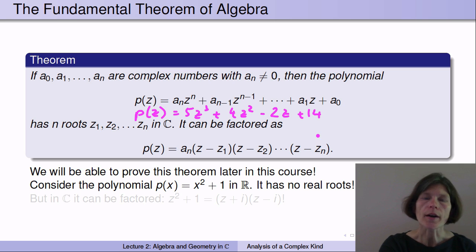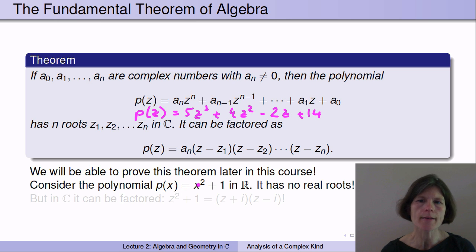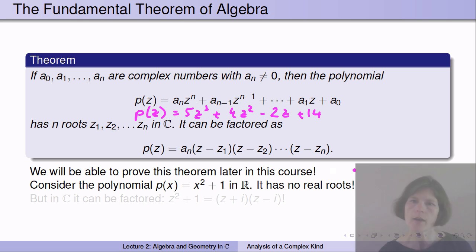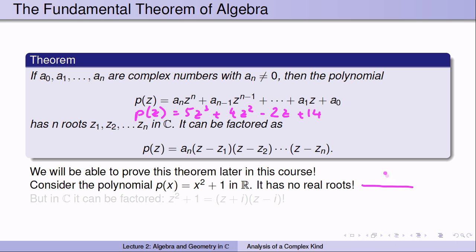Now, in R, this was totally not true. This is a special fact about complex numbers. For example, look at the polynomial p of x equals x squared plus 1. So we have a degree 2 polynomial, but we're only considering it for real numbers and not for complex numbers. This never ever crosses the x-axis. So if I graph this polynomial, x squared plus 1 is always above the x-axis. It never crosses the x-axis, so it's never equal to 0. And so we can't factor it either. It has no real roots.